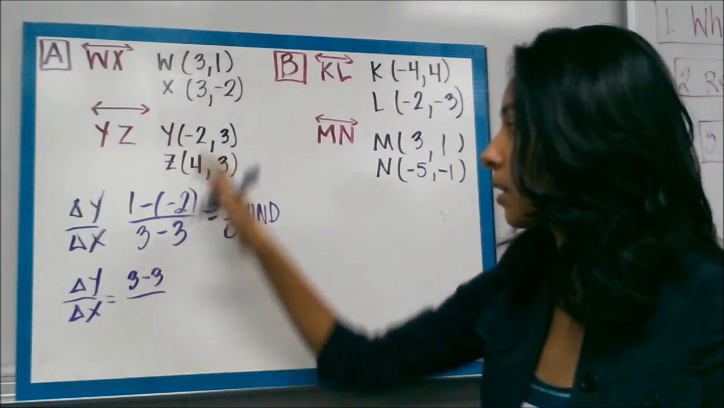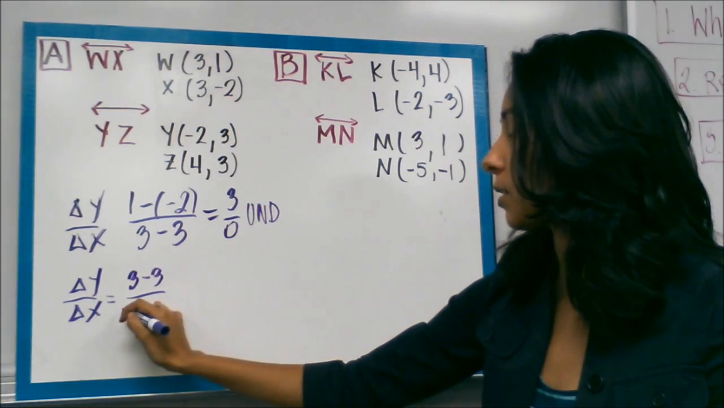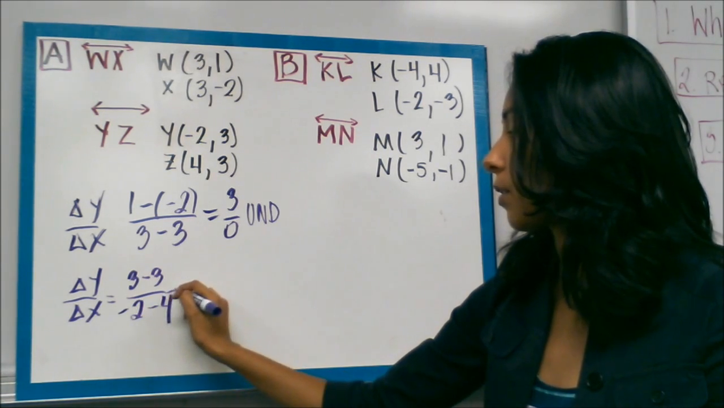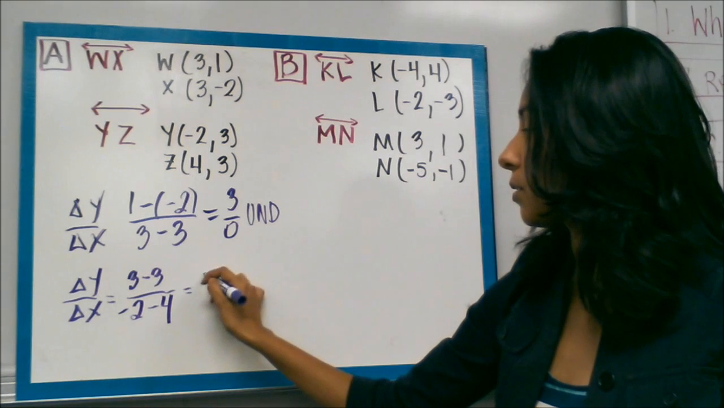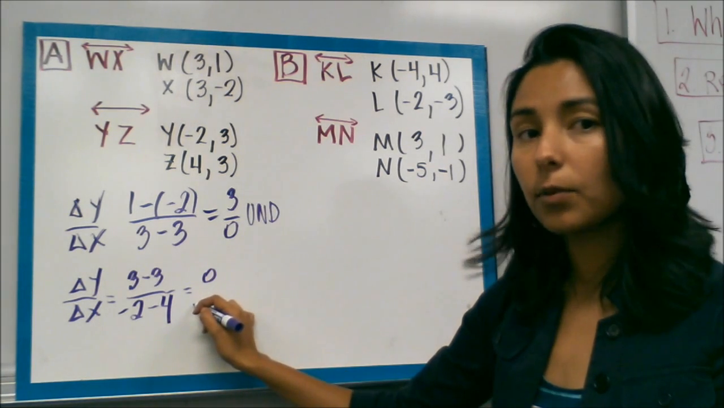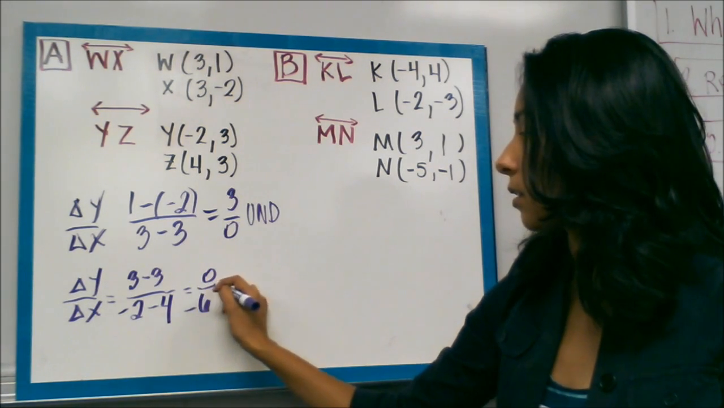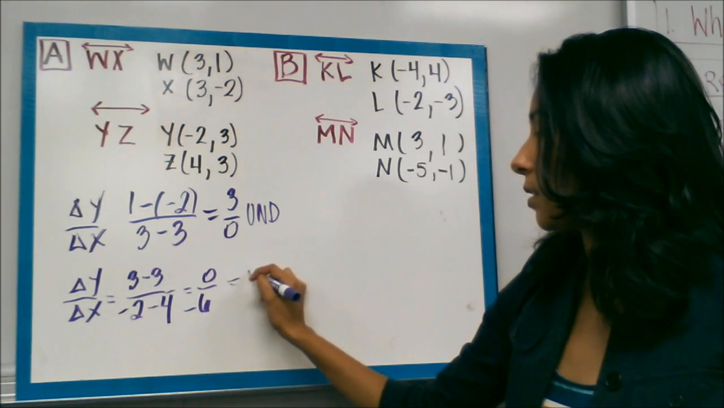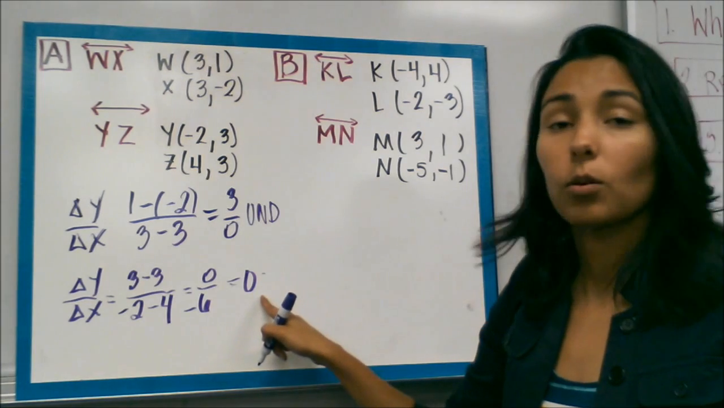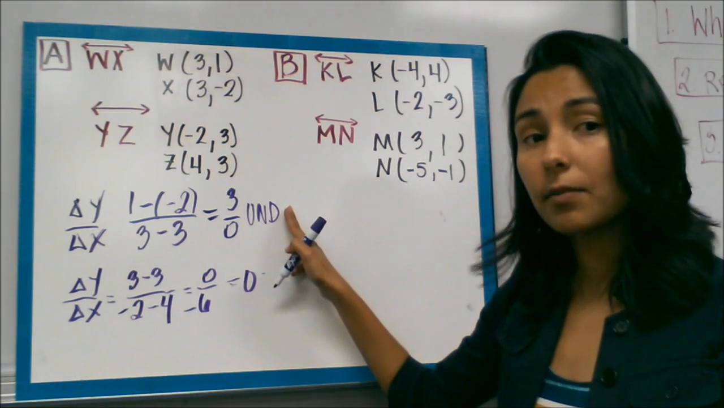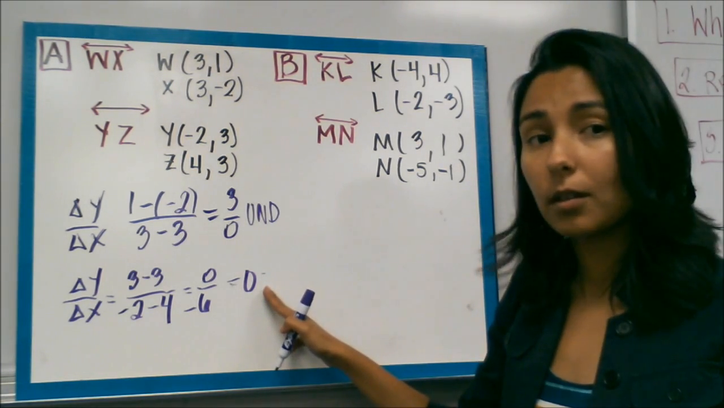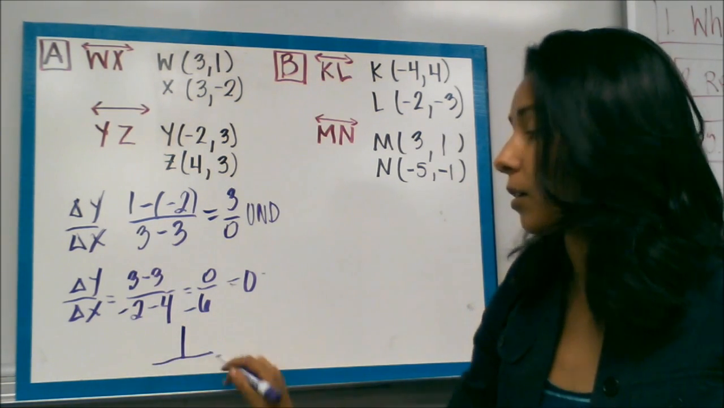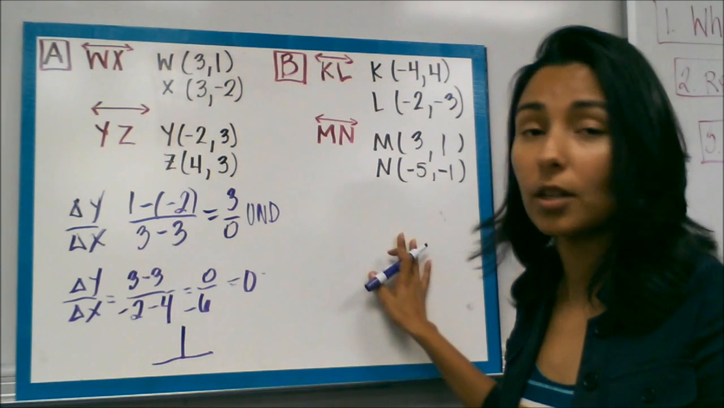X values. Again, still going from the top down because that's what I did on the other one. I have -2 minus 4. The 3 minus 3 gives me a 0. A -2 and a -4 give me -6. And 0 divided by a -6 is 0. This is the horizontal line. So because this is the vertical line, this is the horizontal line, my slopes are perpendicular. Let's try another one.